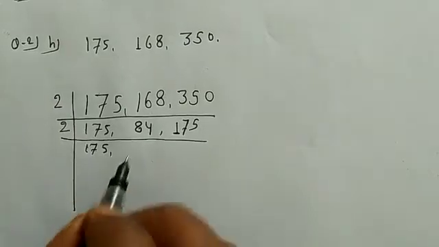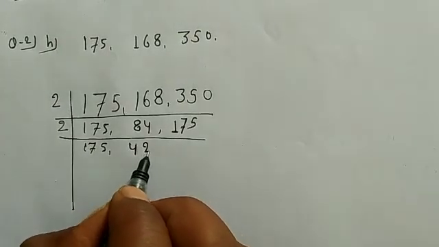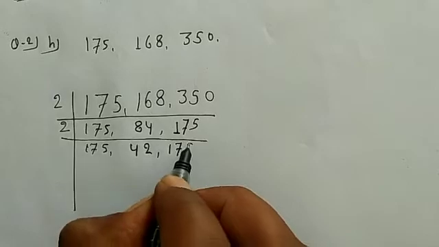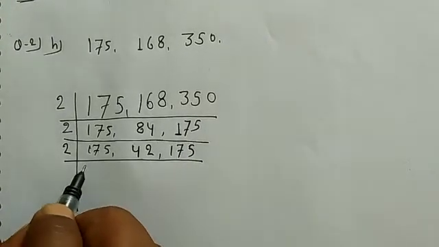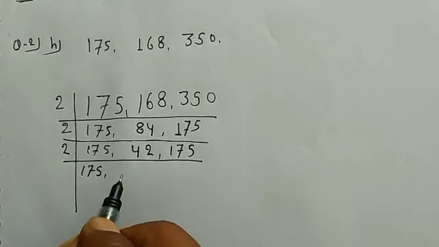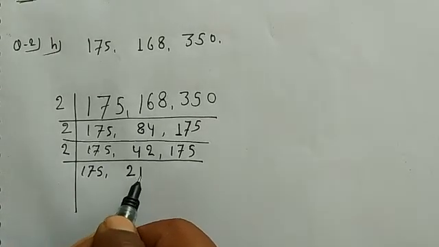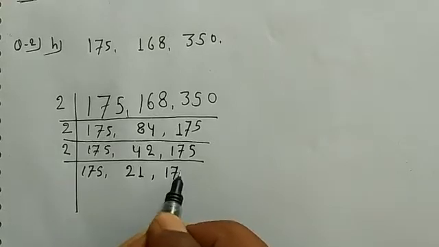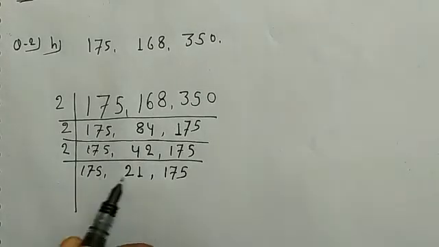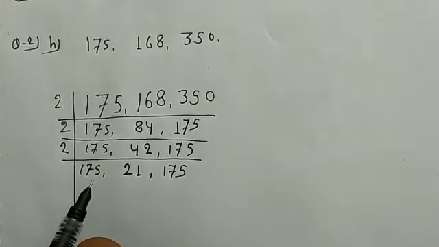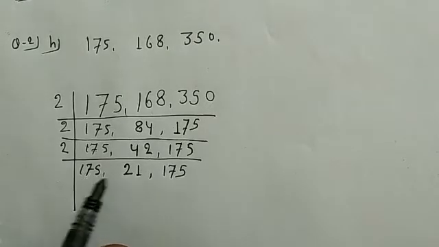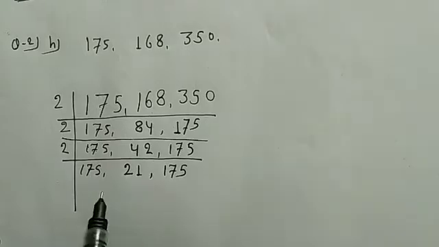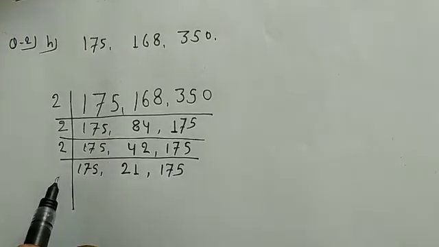175 will not divide. 2 fours are 8, 2 twos are 4, 175 will remain as it is. Again 42 will be divided by 2, 175 will remain as it is. 2 twos are 4, 2 ones are 2, now 175. Now in this question 175, 21 and 175, all these three numbers will not divide by 2, so now we will divide by 3.